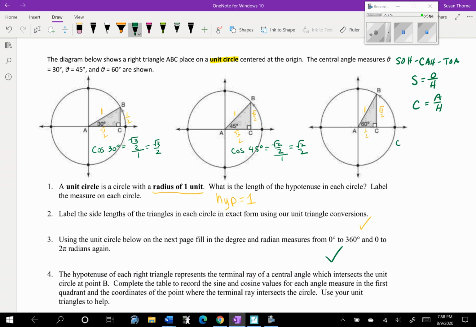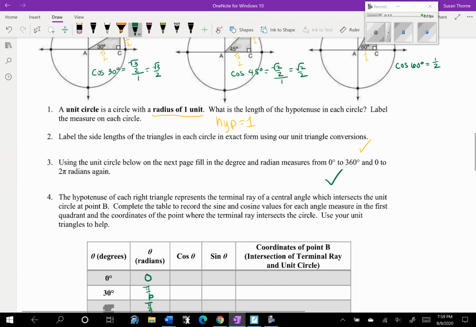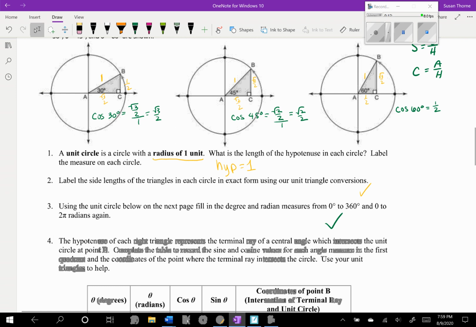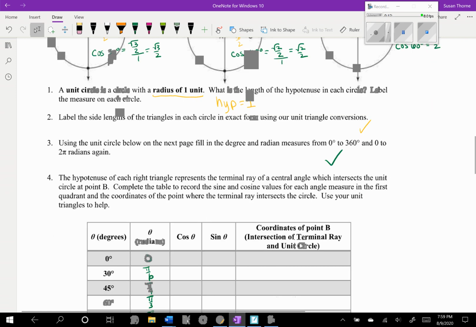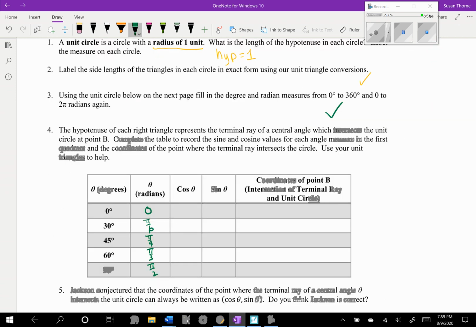And over here we have 60 degrees. So the cosine of 60 degrees is equal to adjacent, which is 1/2, divided by 1, which again would just give you 1/2. So down here we can go ahead and start to fill some of this out. So we just did 30 degrees. We said that 30 degrees was root 3 over 2. 45 degrees we said was root 2 over 2 for the cosine, and 60 degrees we said was 1/2.